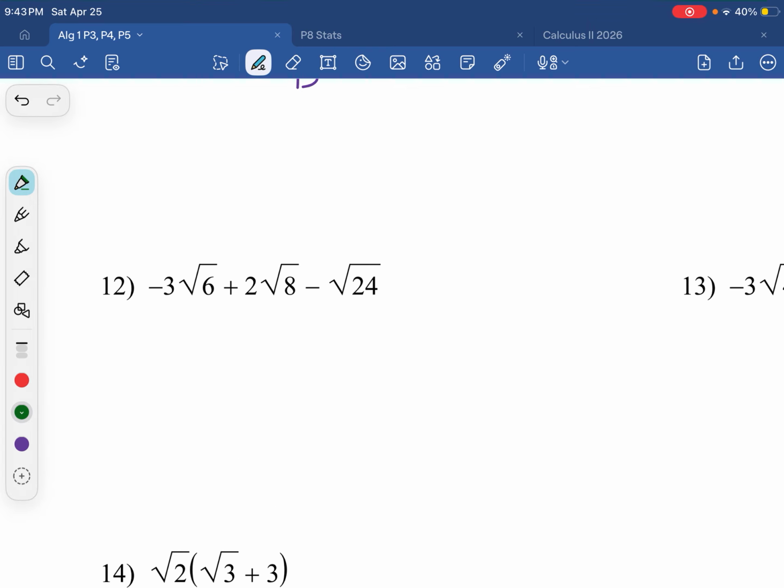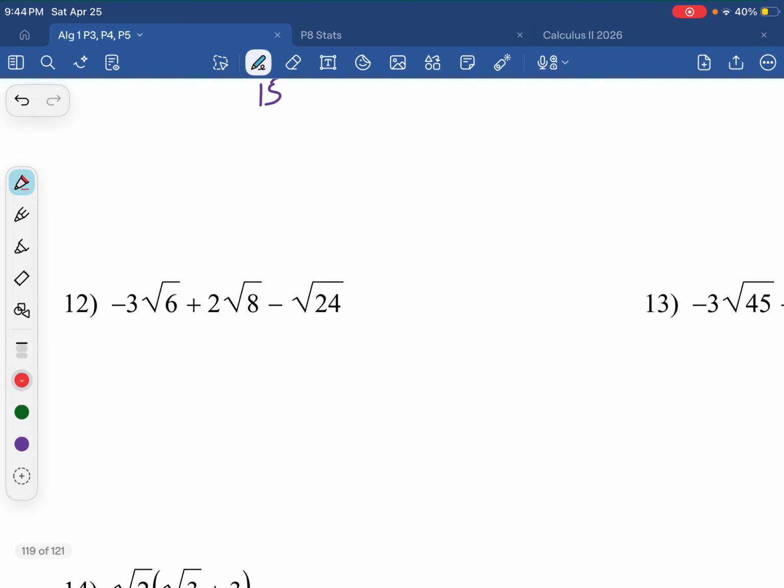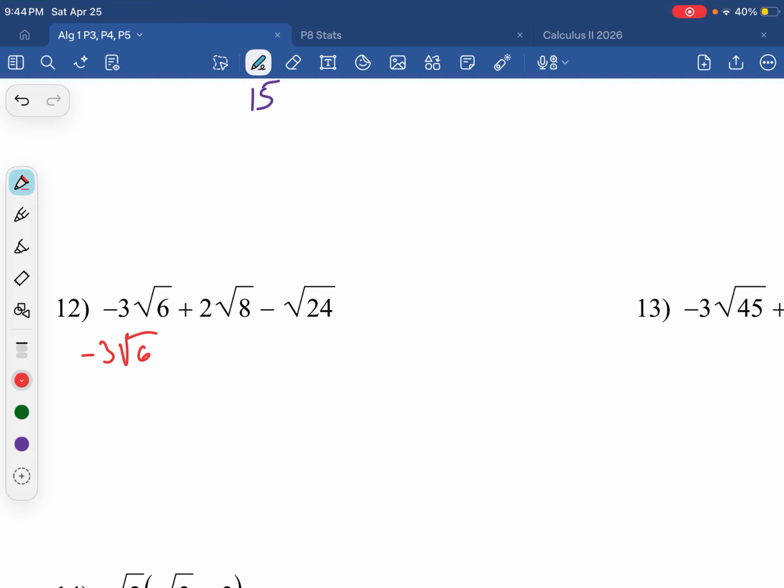And number 12, we can combine the like radicals if they have the same index, which all of these are square roots. We don't write the 2 there, but we know that this is the square root here. And they need to have the same radicand, or what's left inside the radical. So I can't simplify -3 square root 6.